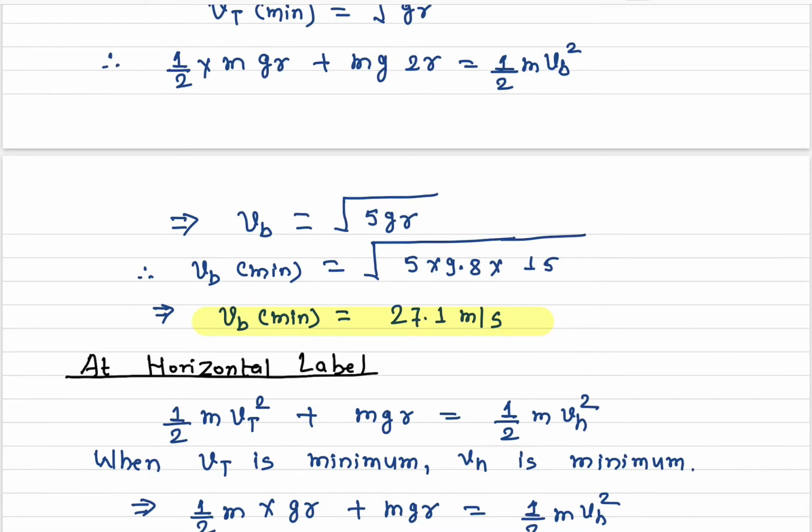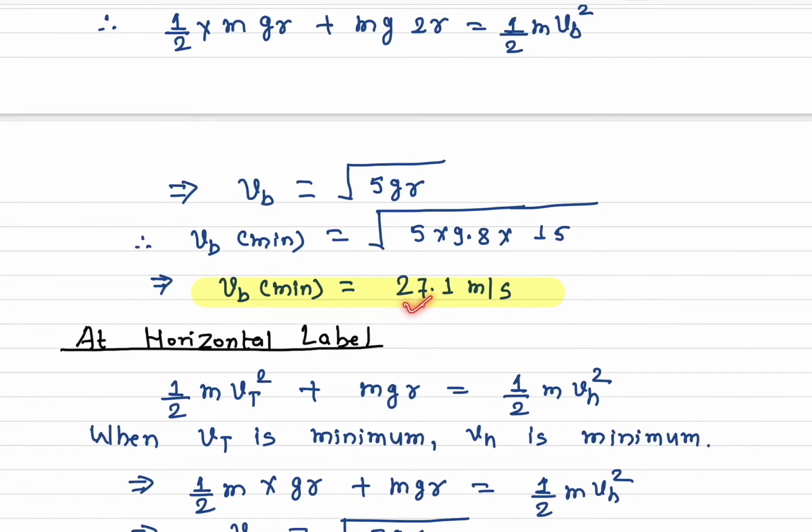In this particular case, if you plug in, what you get is 27.1 meters per second. If it is below 27.1 meters per second, the car would not be able to make a vertical loop. It will fall down and it will be disastrous.